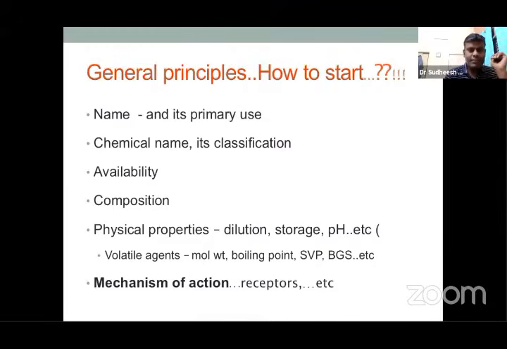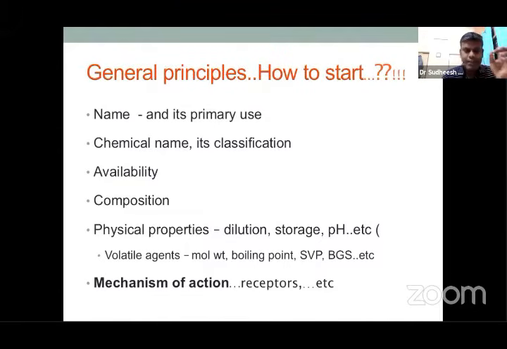And many times you need to know about the physical properties of the drug, such as how it is diluted, where it is stored, and what the pH of the particular drug is, whether it is alkaline or acidic. This is important because when you are trying to dilute the drug with a solution or a vehicle, you should know what kind of vehicle to use, whether an acidic vehicle, a neutral vehicle, or whatever it is.